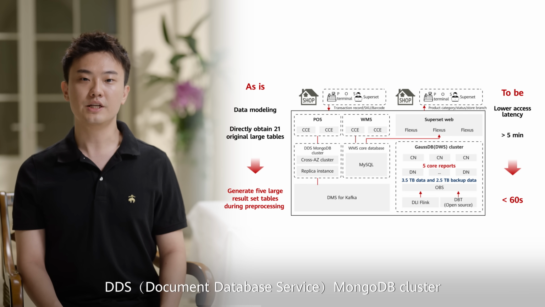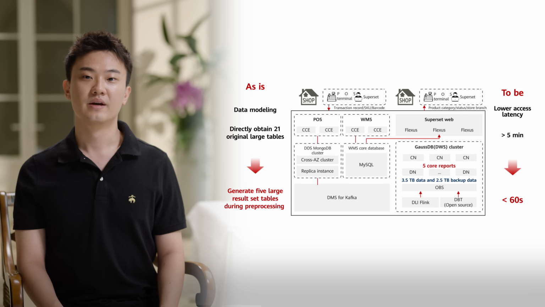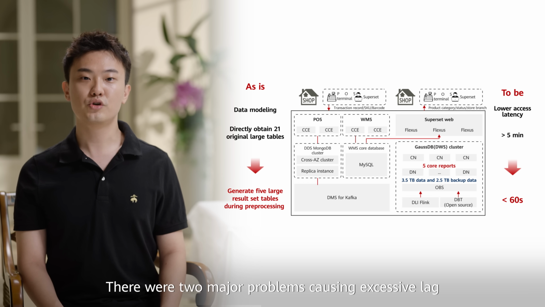It was using a DDS MongoDB cluster to store POS data from its stores. The cluster consists of 8 shards, supporting about 4 terabytes of storage. There were 2 major problems causing the excessive lag.